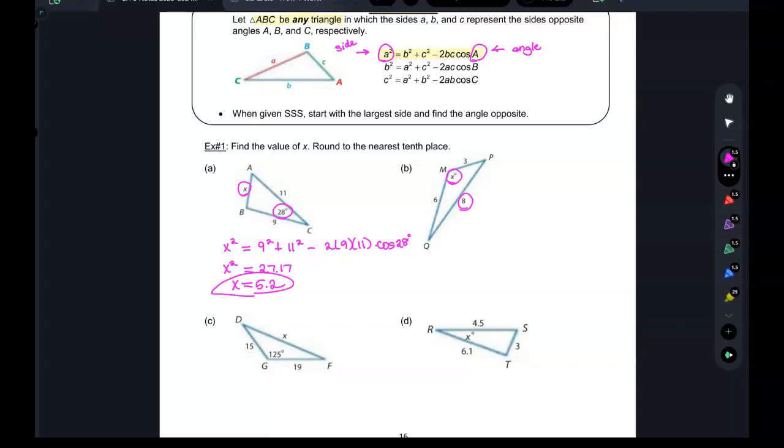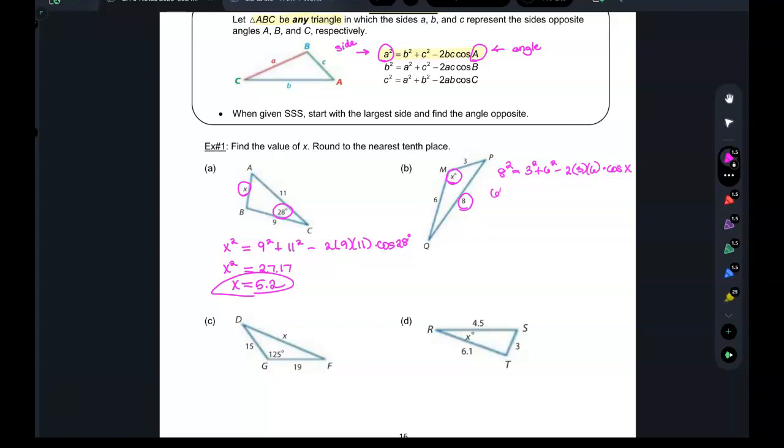Okay, the next one, I have to figure out the angle measure. So I am going to use 8 as my a squared. So it's going to be 8 squared equals 3 squared plus 6 squared minus 2 times 3 times 6 times the cosine of x. So what I need to do is isolate cosine of x. So first we're going to simplify.